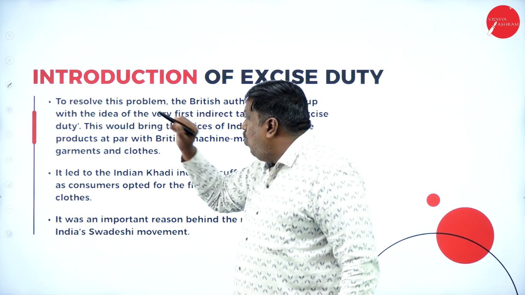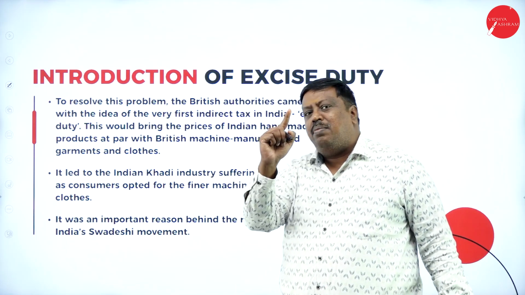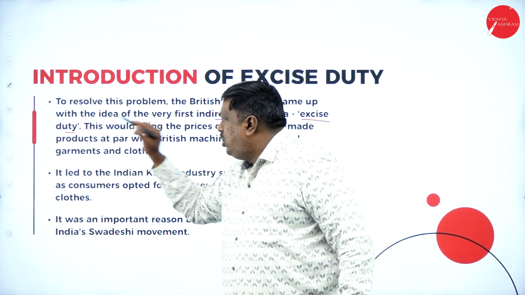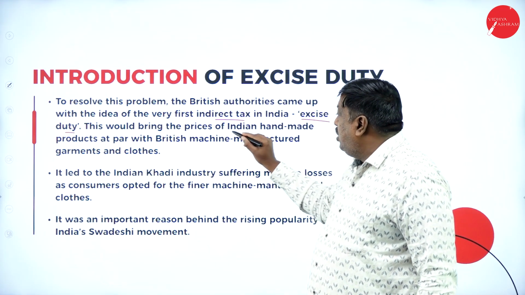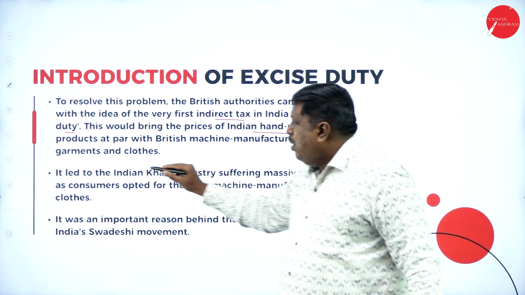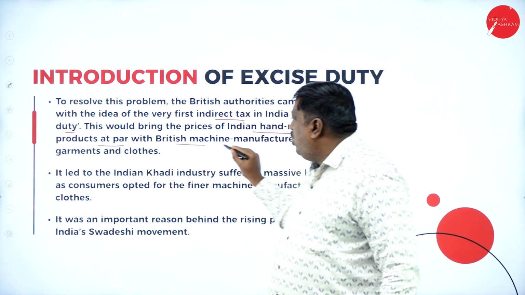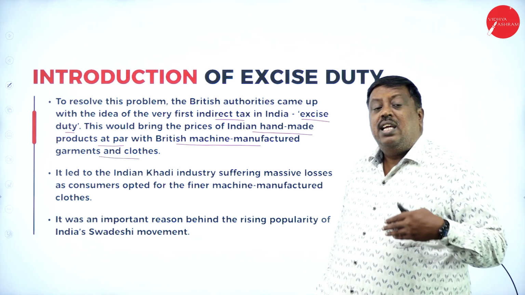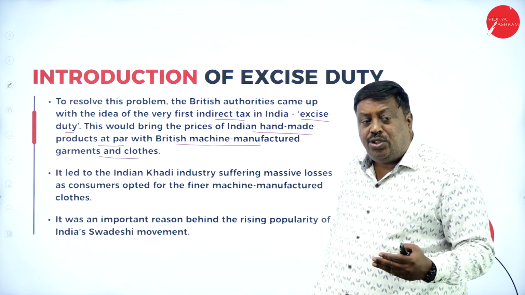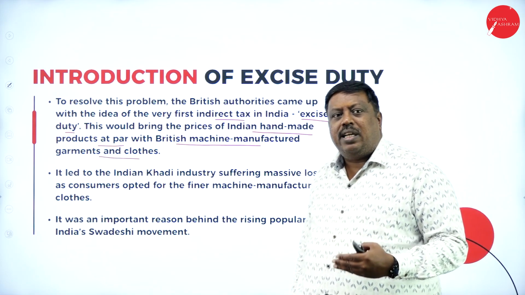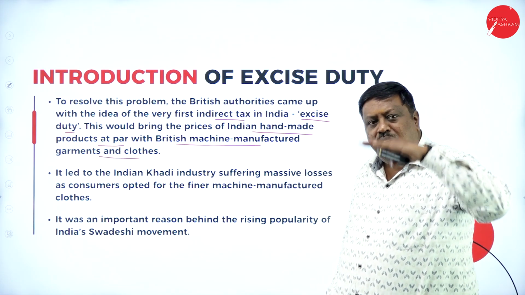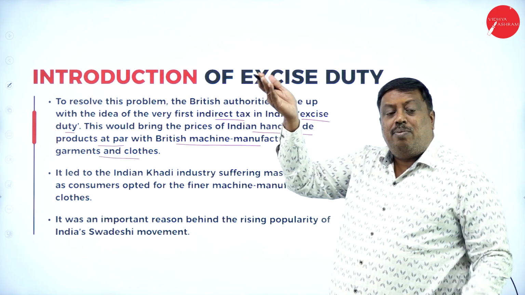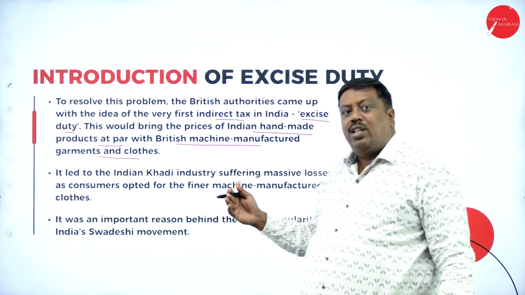The British authorities came up with a new idea. For the very first time in India, they started indirect tax with the concept of excise duty. This would bring prices of Indian handmade products at par with British machine-manufactured garments and cloths. So if I start levying excise duty on the commodities, automatically the Indian products' value will be reduced here, and automatically our products' prices will be better, and even it is good for the people.